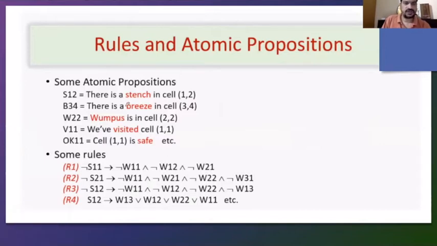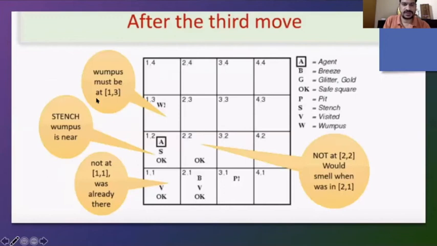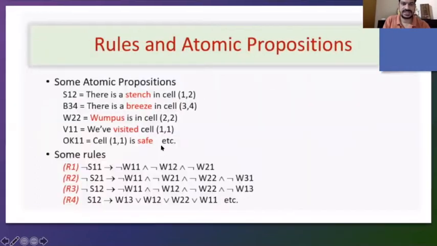So let's say the first one is S12. What is this S12? S is for stench, B is for breeze, W is for Wumpus, V is visited, and OK means that particular cell is safe. So S12 means where? 12 is this one. This is 12, right? So what is the meaning of S12? There is a stench in cell 12.